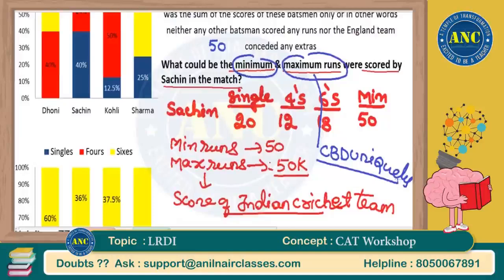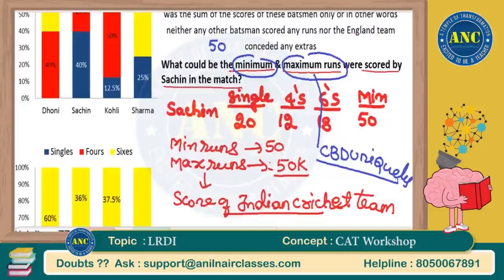Right? I hope it is clear. Maximum runs could be anything. It is dependent upon the score of the Indian cricket team. Right? It is not dependent upon the score of the other 3 players. The answer is cannot be determined uniquely.